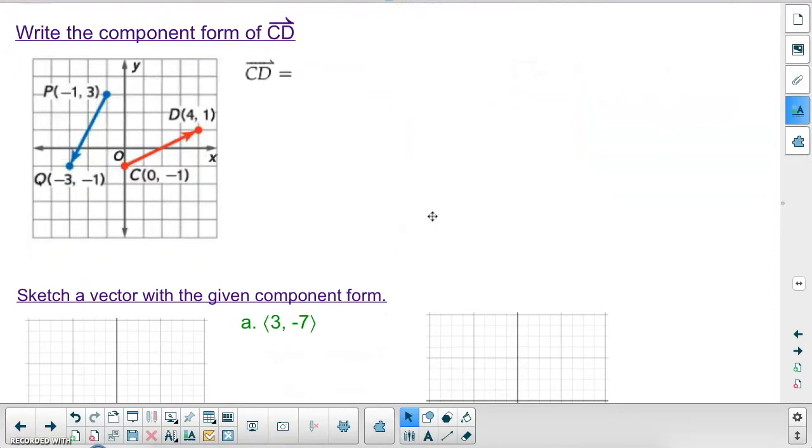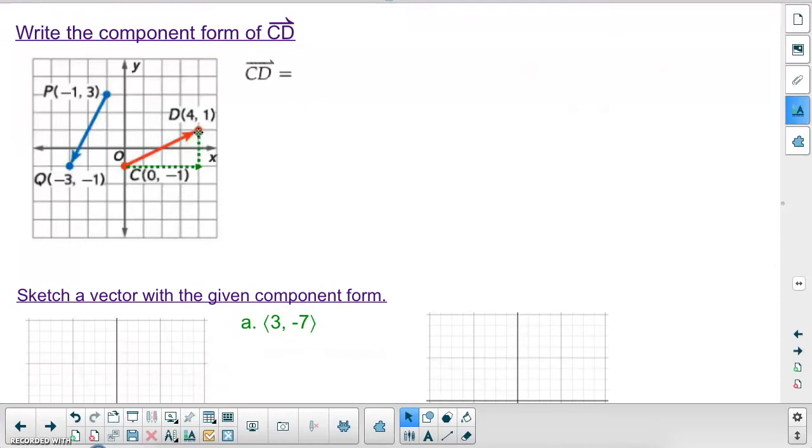So let's take a look at writing the component form. First, we have the component form of CD. Well, just looking at the graph, we know our initial point here is at 0, -1, and our terminal point is at 4, 1. From our initial point, we're moving to the right 4, and we're moving up 2. So our change in x is a positive 4, and our change in y is a positive 2.